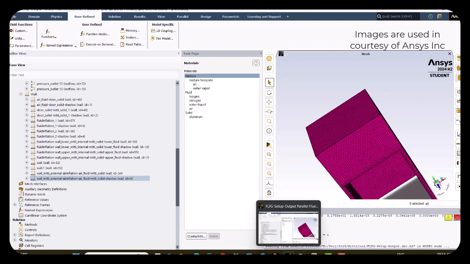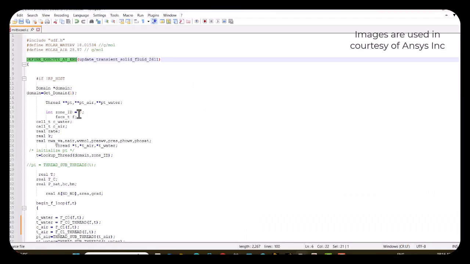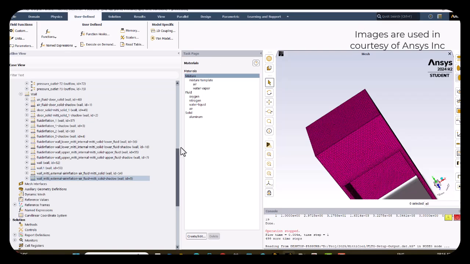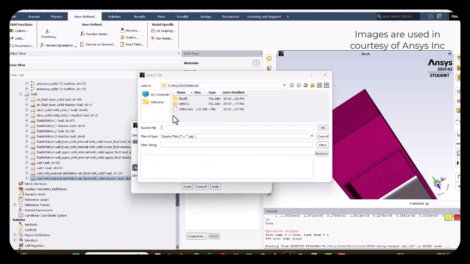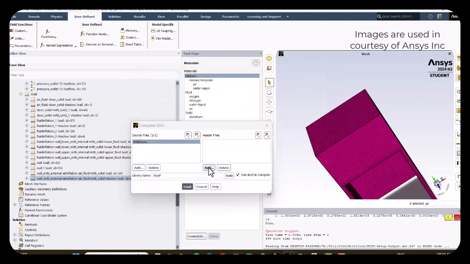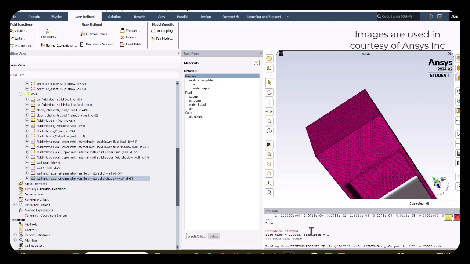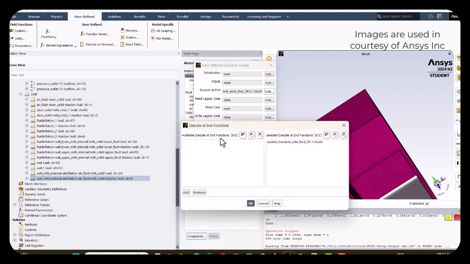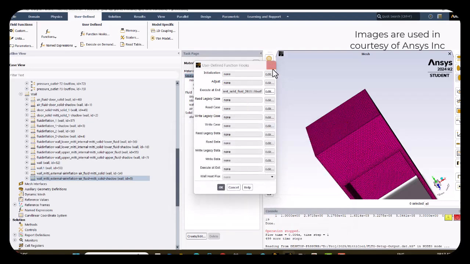zone ID as 5. So I have tried to implement the zone ID as 5 here. Okay. So that is zone ID 5. Now I'll go to compile. You can just add that UDF, I've already added it. You can just click build and load. So that will come here into the console that it is loaded. Then in the function you need to add that in the executed end.